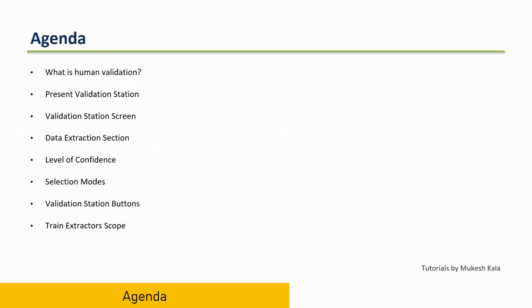Talking of the agenda, this would be our agenda for today. We are going to start with what exactly is human validation, what is the importance of the validation station, what are the different buttons which are available in the validation screen, level of confidence, data extraction section, and what are the different selection modes. The validation station has a lot of buttons, so as an RPA developer, we should know what these buttons mean. And lastly, we are going to touch upon something called the data extractor scope. So this would be our complete agenda for this video.